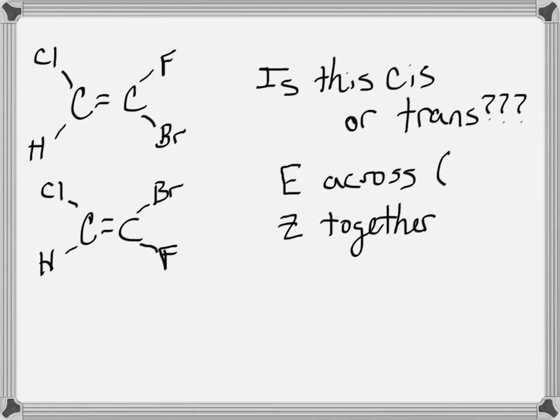And so E, across, is really, in our heads, we can just think of that as being trans, and Z, the Z meaning together, is really just cis. So if you feel comfortable with the cis-trans nomenclature, E and Z is pretty much just the same, except how we identify whether it's in cis or in trans takes a little bit more work. The EZ system uses a system of priorities. It prioritizes the groups hanging on those carbons. And so we have to establish a priority system for each of those groups.